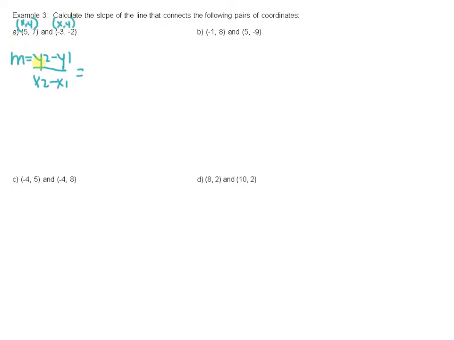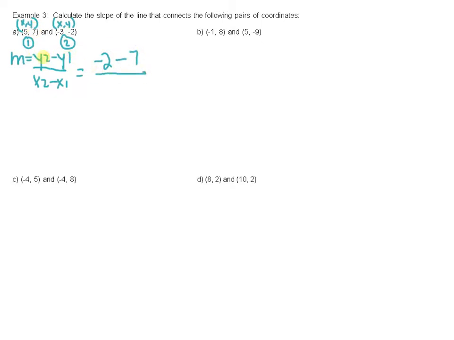Okay? So when we talk about y2 and y1, what we actually have to do is we just have to name these points. So let's name this point number 1, and let's name this point number 2. So the y of coordinate 2, I get -2. We have to put the minus sign, and then let's do the y of coordinate 1, which is 7.